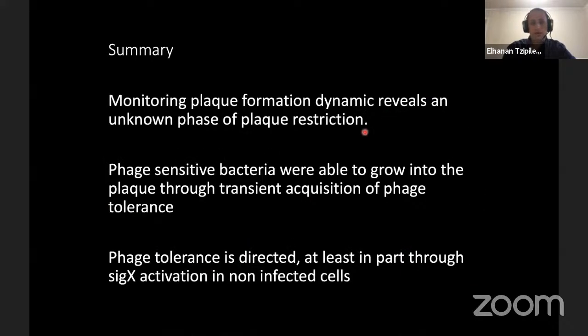So to summarize, I showed you today that monitoring plaque formation dynamics reveals a previously unknown phase of plaque constriction. This plaque constriction came from phage-sensitive bacteria that were able to grow into the plaque through transient acquisition of phage tolerance. And this phage tolerance was directed, at least in part, through SigX activation in non-infected cells.